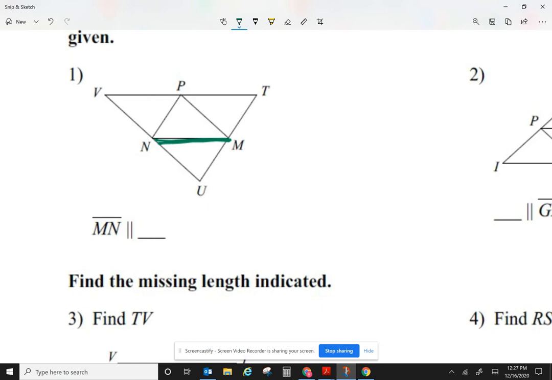So MN is parallel. I can see this side. So I'm going to say MN is parallel to VT or TV, right? The order of the letters does not matter. For sides, we use 2 letters, but the order does not matter. So MN is parallel to VT. That's it. That's all I got to do.